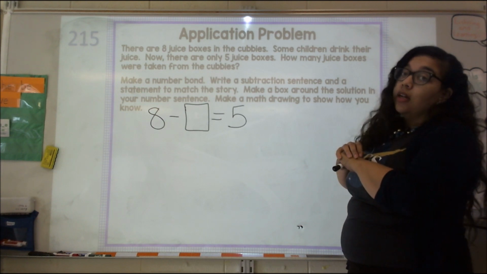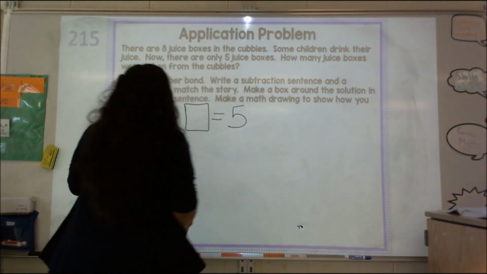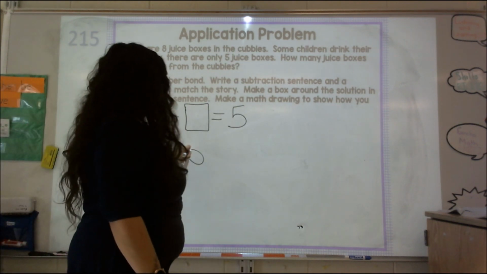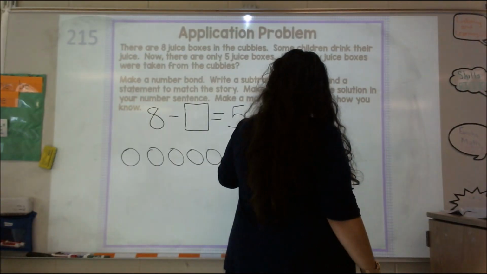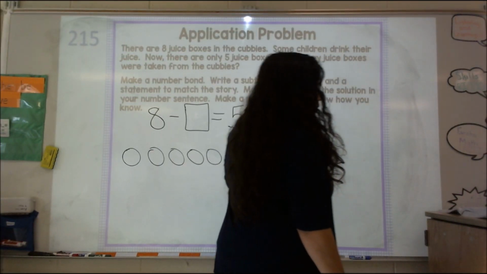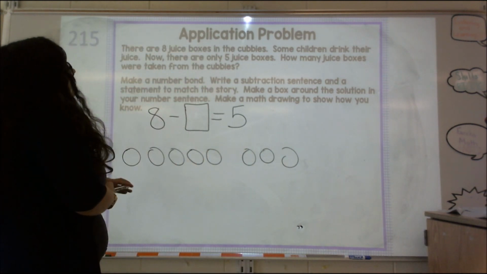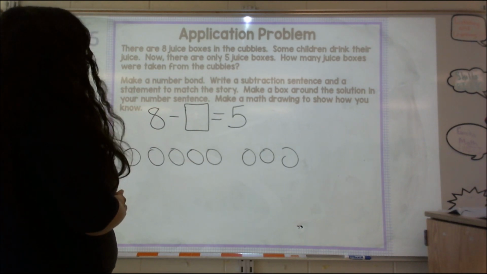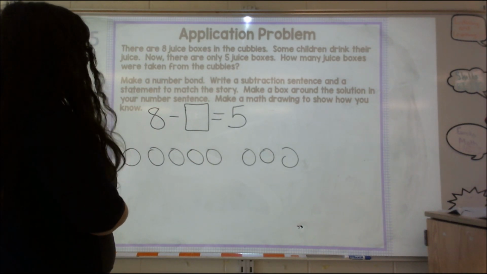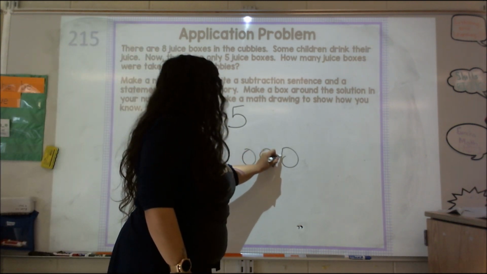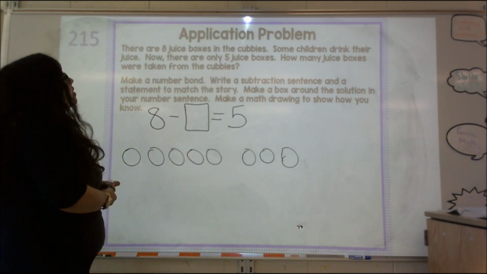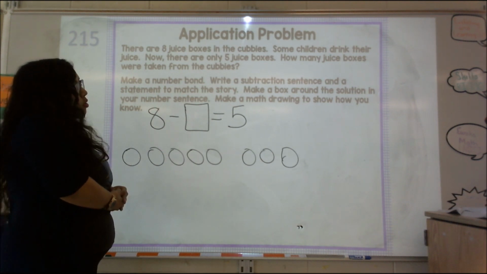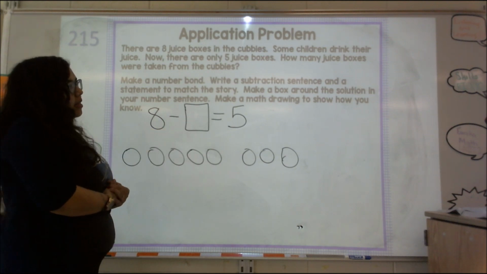Some children drank them. They drank them. They're gone. Let's draw a picture to match. 8 juice boxes in the cubby. Correct? Good. 8 juice boxes in the cubby. Some children drank their juice. Now there are only 5 left. How many juice boxes were taken from the cubbies? Well, if they were drunk, that means they're gone. So we'll cross them out. We need to cross out the number that is gone.